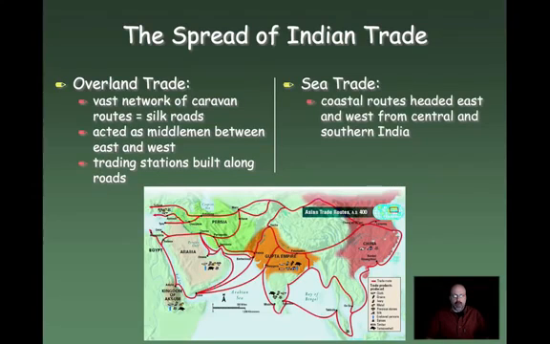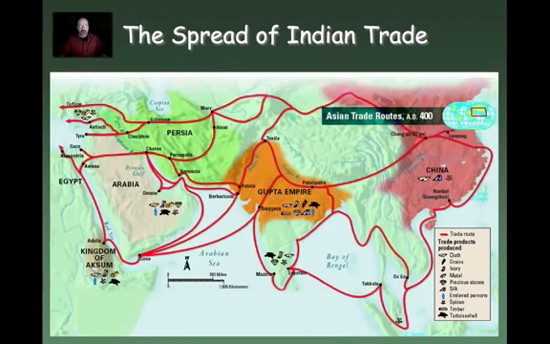Okay, there was also sea trade as well. Again, coastal routes headed east and west from central and southern India. Arabian Sea to Persian Gulf is one set, and the other is from Southeast Asia to China. All right, let's take a look at this larger map. And what we can see on this larger map is that there is a series of land and sea routes.